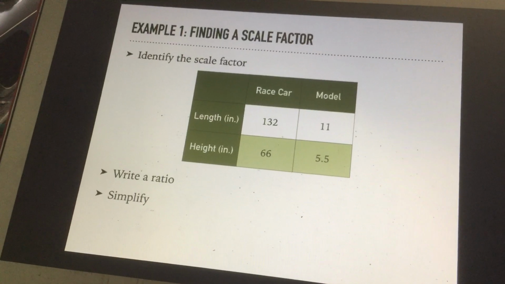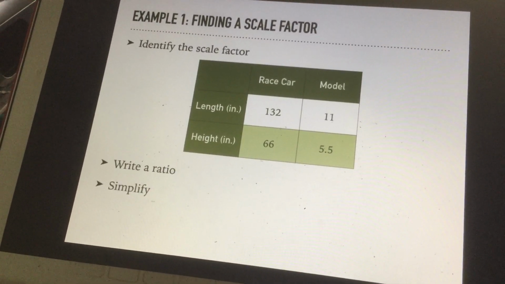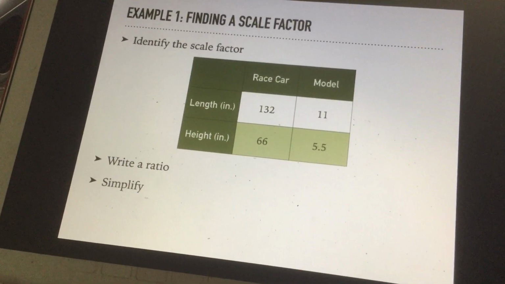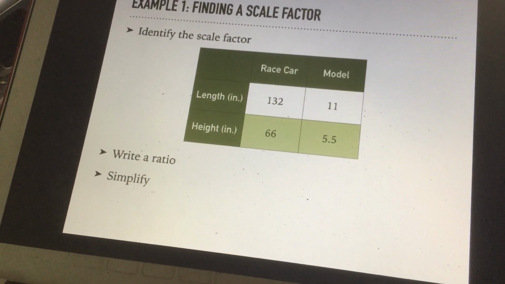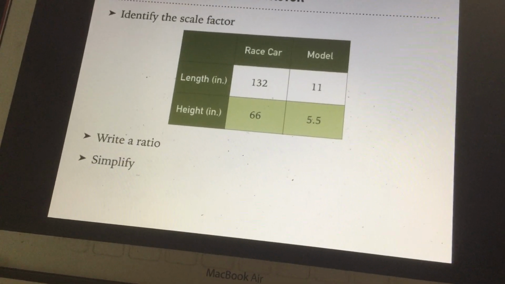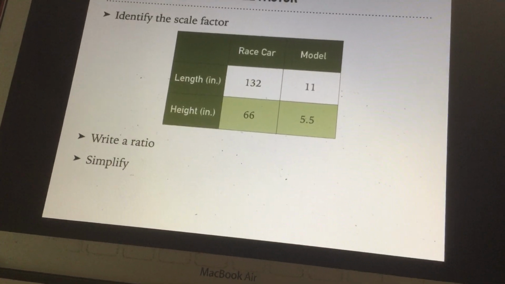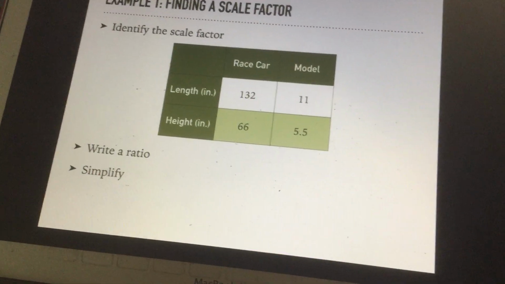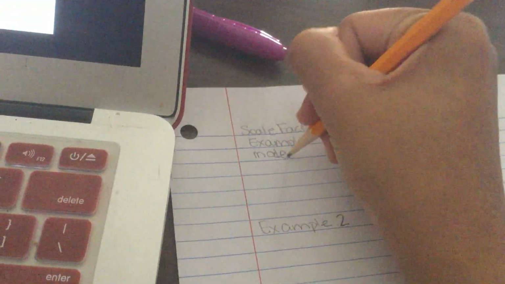For example number 1, we're going to find a scale factor. We are given the length and height of an actual race car and the length and height of a model race car. The first thing that you'd want to do is write a ratio. To write a ratio for the length, use your model length as the numerator and your race car length as the denominator. Write this down.